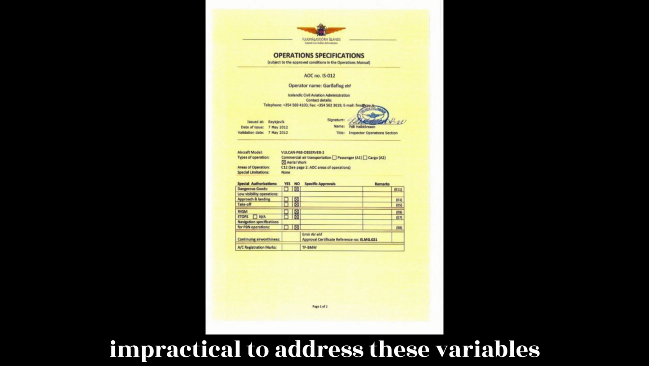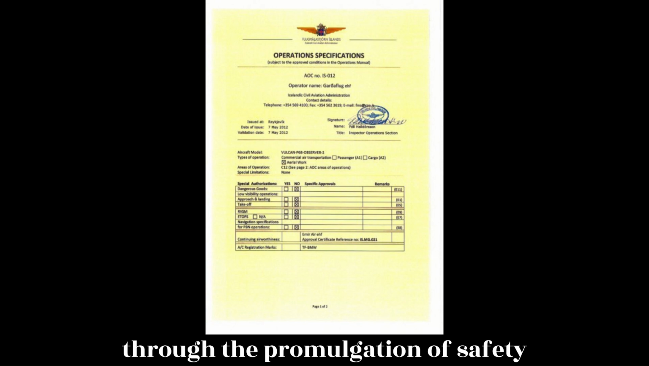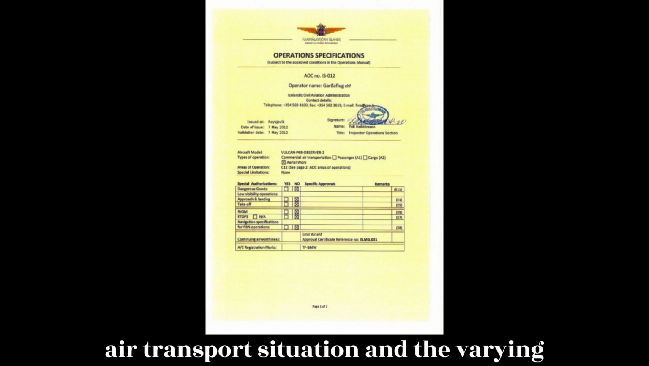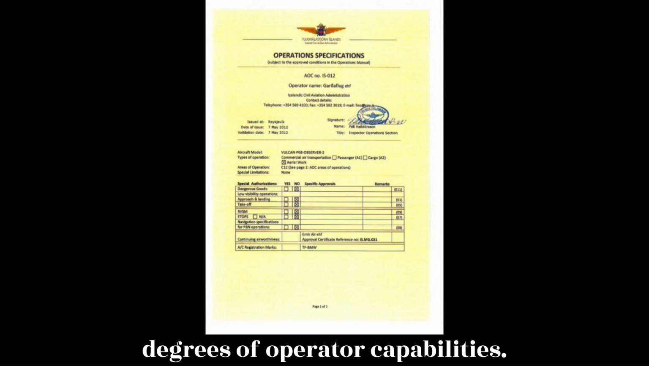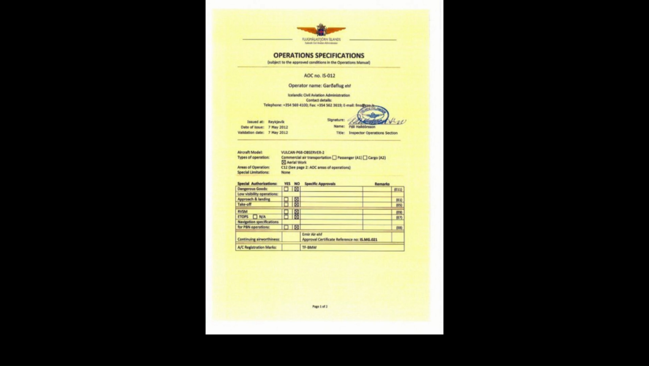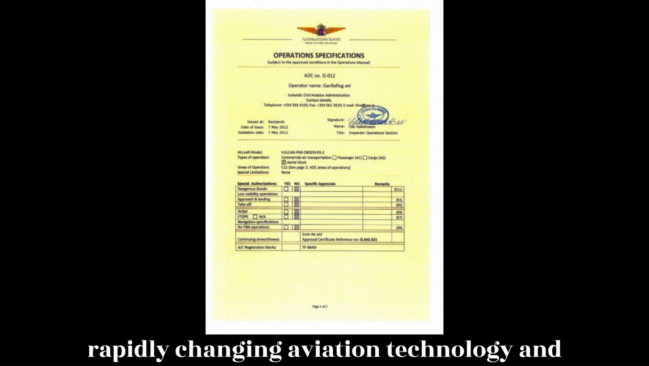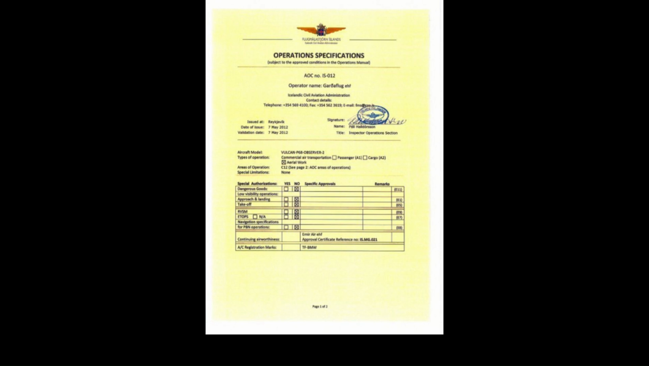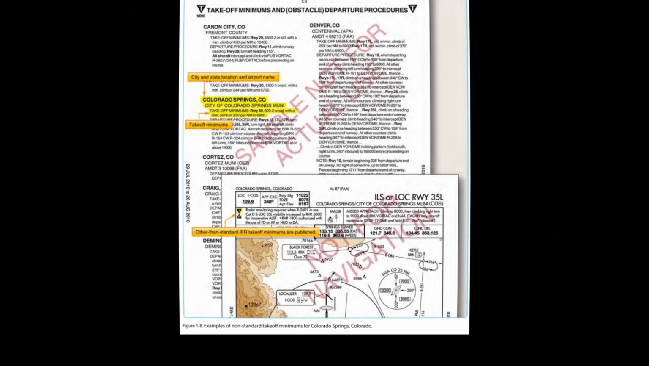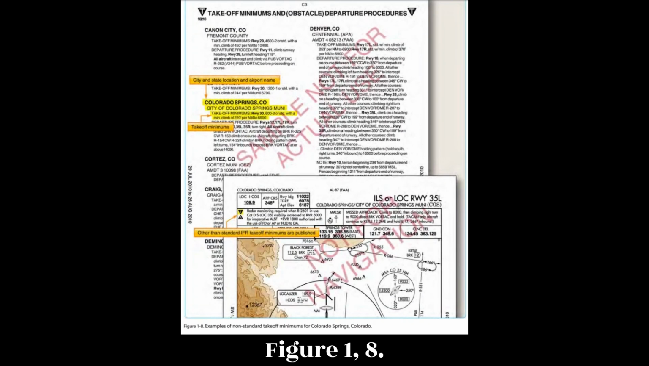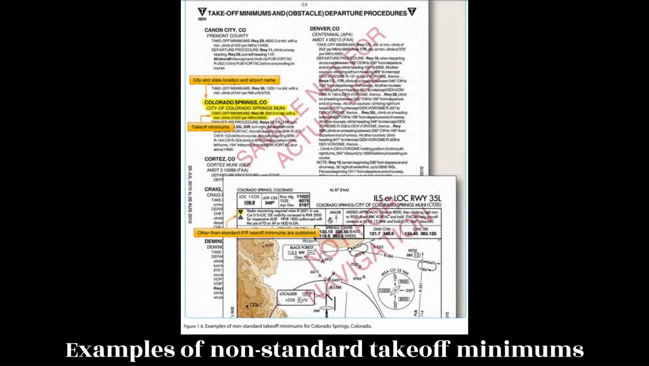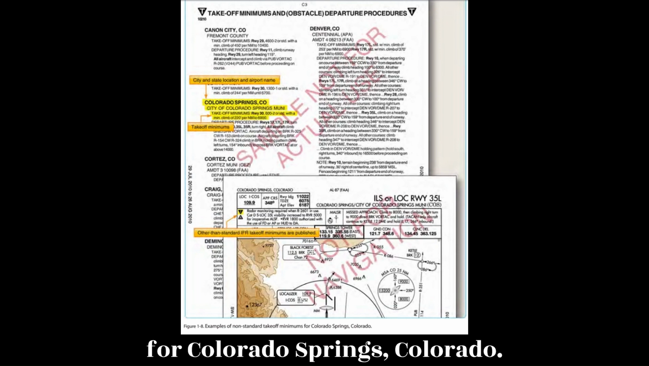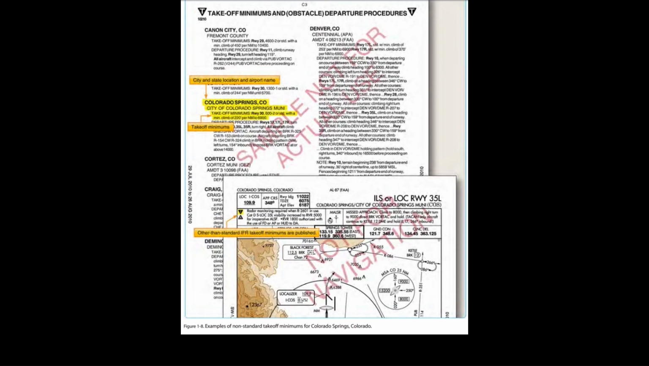It is impractical to address these variables through the promulgation of safety regulations for each and every type of air transport situation and the varying degrees of operator capabilities. Also, it is impractical to address the rapidly changing aviation technology and environment through the regulatory process. End of page 1-8. Figure 1.8. Examples of non-standard takeoff minimums for Colorado Springs, Colorado. End of page 1-9.